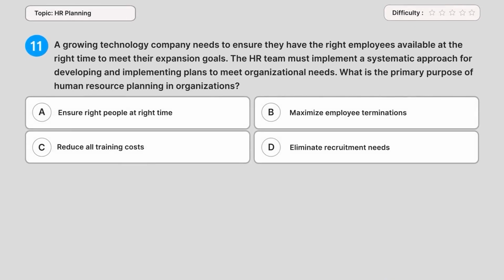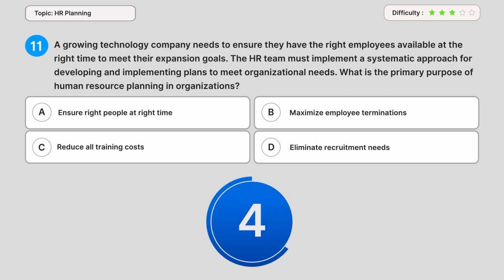11. A growing technology company needs to ensure they have the right employees available at the right time to meet their expansion goals. The HR team must implement a systematic approach for developing and implementing plans to meet organizational needs. What is the primary purpose of human resource planning in organizations? A. Ensure right people at right time. B. Maximize employee terminations. C. Reduce all training costs. D. Eliminate recruitment needs. What do you think is the answer?